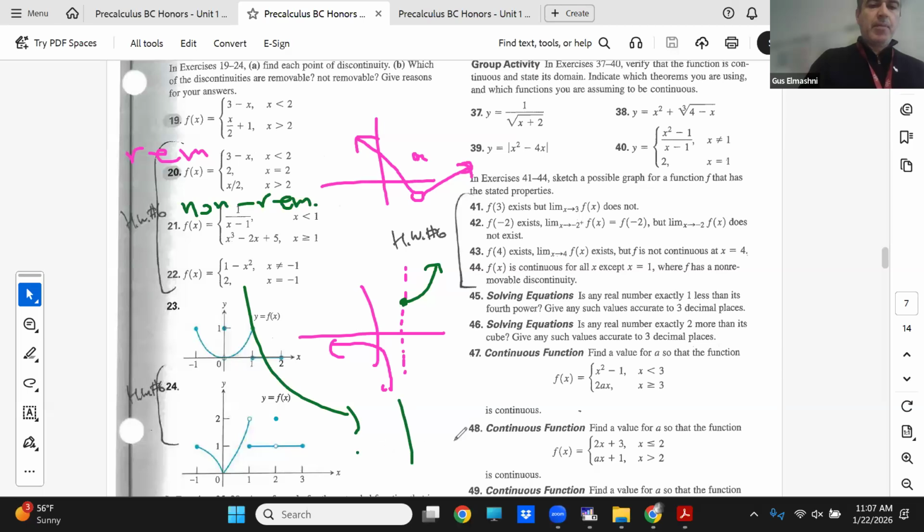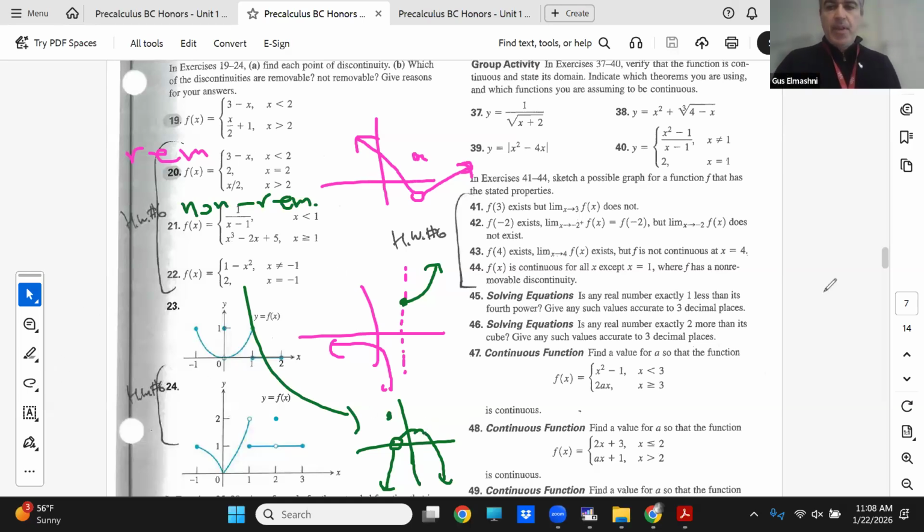22 would be. 22 would look like this. Vertex. Hold on. Notice that. Yeah, I got it. So 22 is yes, that's removable, because the limit exists. The left-hand limit equals the right-hand limit. Yeah, that's how I want to think of it.